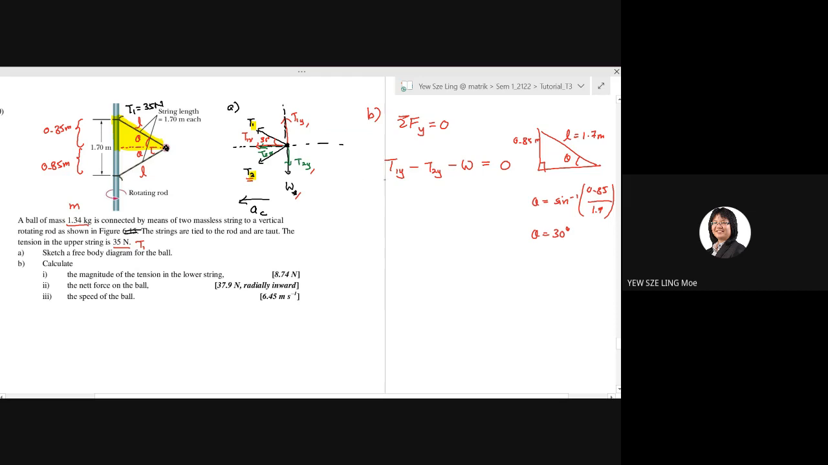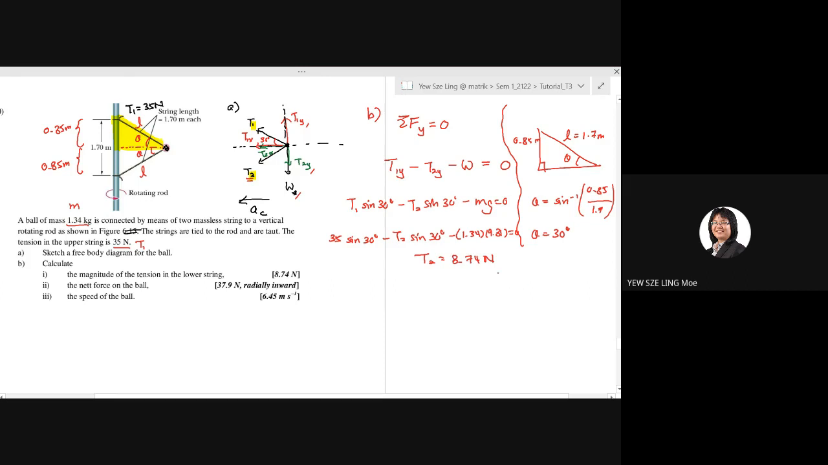Now I'm going to expand my equation. T1y now becomes T1 sine 30 degrees minus T2 sine 30 degrees minus mg, which equals 0. Then I'm going to plug in the values that I have: 35 sine 30 degrees minus T2 sine 30 degrees minus m, which is 1.34 times 9.81, equals 0. Rearranging the equation, T2 equals 8.74 Newtons. So this is how you solve it.